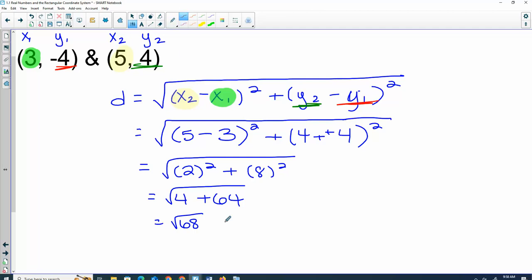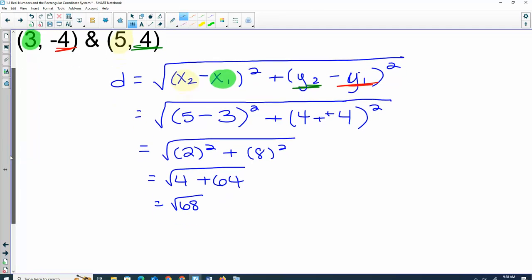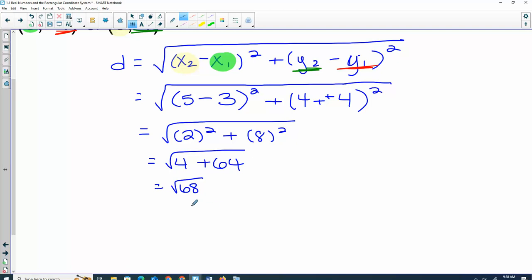All right. Square root of 68. Do any perfect squares divide 68? What goes into it? Everybody grab a calculator. You can do these. Break it down. 4 and 17. So that turns into 2 radical 17 for our final answer.